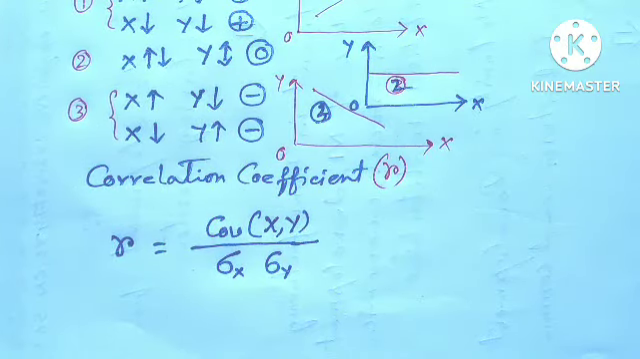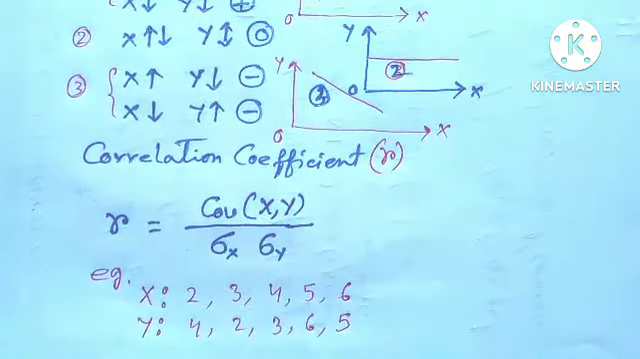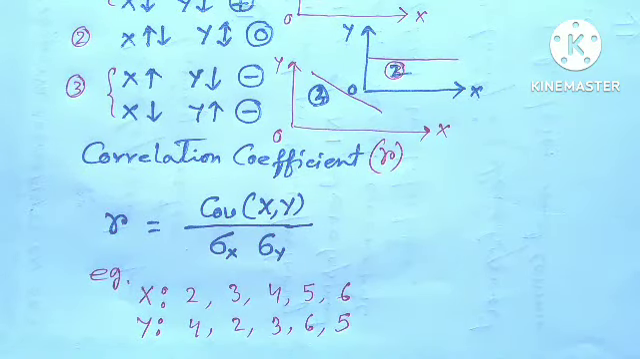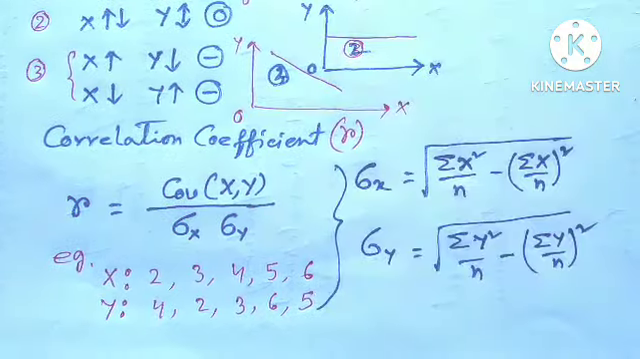Here one thing should be mentioned: the x and y values will be given. Here we have taken an example. x is given by 2, 3, 4, 5, 6 and y is given by 4, 2, 3, 6, 5. From these given x and y series, we can easily calculate sigma x and sigma y, that is, the standard deviation of x and the standard deviation of y. By using the two formulas of standard deviation for x and y, the calculation is very easy.